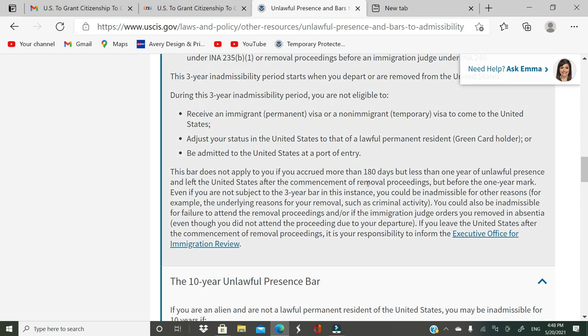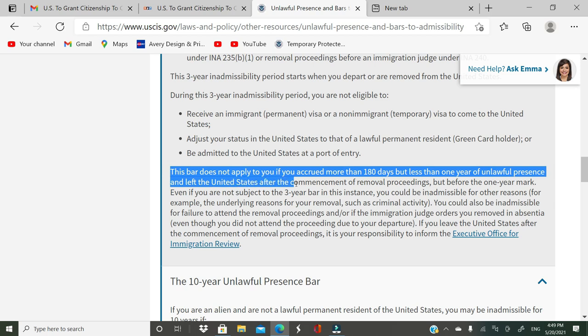I wanted to read this one so I can talk to you about the exception. Just give me one moment. So it says that this bar does not apply to you if you accrue more than 180 days, but less than 1 year of unlawful presence and left the United States after the commencement of removal proceeding, but before the 1 year mark. Okay, so it's just some specifics when it comes to the 3 years bar.